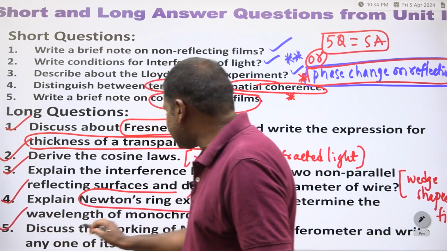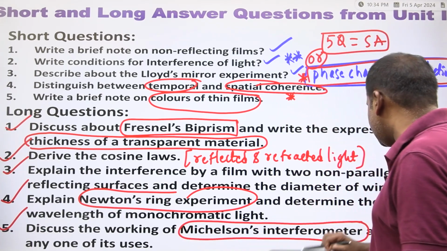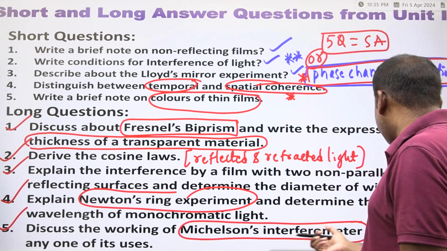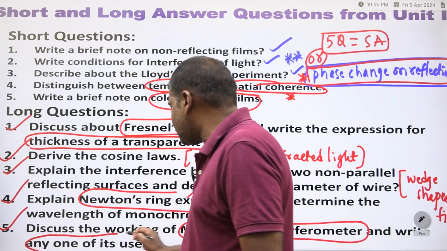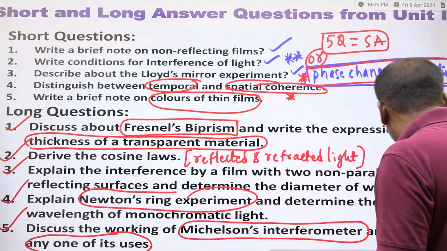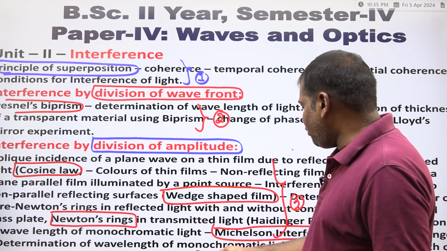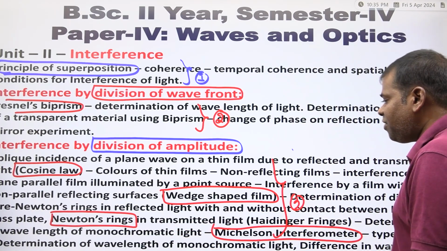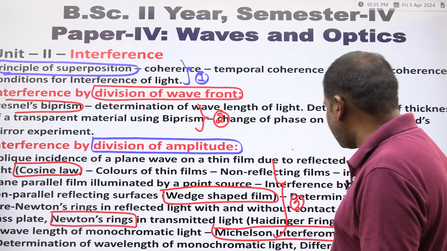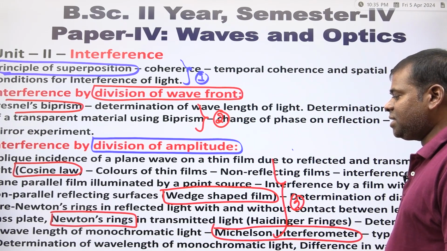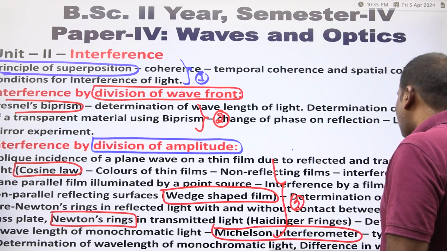The fifth one is discuss the working of Michelson interferometer. Maybe in your first year also you learned the Michelson interferometer. Write any one of its uses. 3 uses are there according to your syllabus. What are they? To determine the wavelength of light, the difference in the wavelength of sodium lights D1, D2, and thickness of a thin transparent plate. 3 applications are there. Among the 3 applications, you have to write any one application.